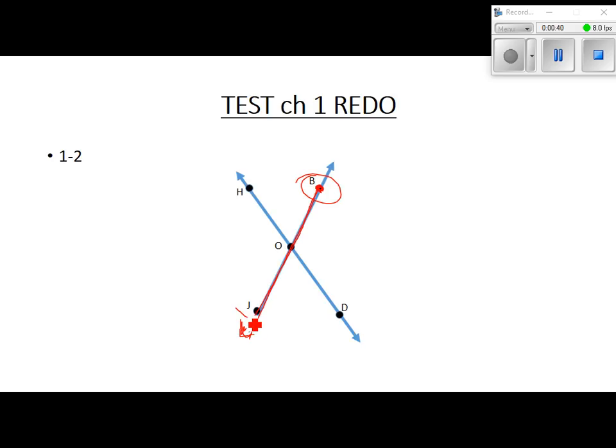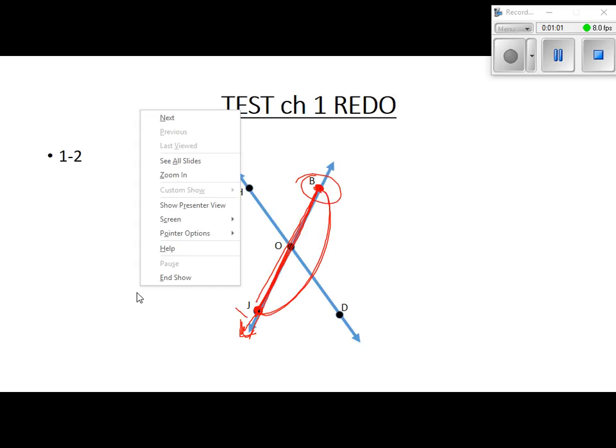Number 2, what's another name for segment BJ? So now we're just going from B to J. Well, if you walk from B to J, that's going to be walking the same distance as somebody who walked the other way, and that's the way you could name it. So a segment.